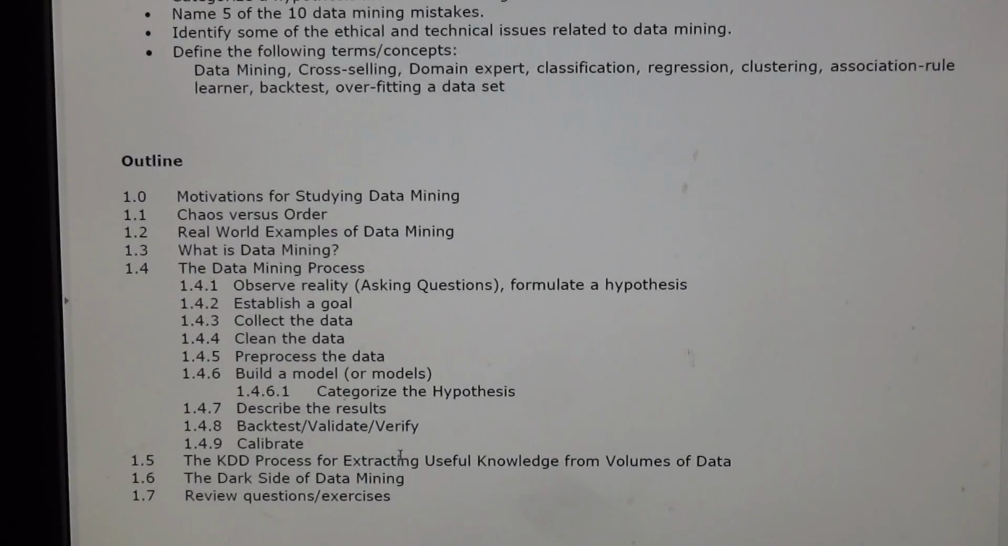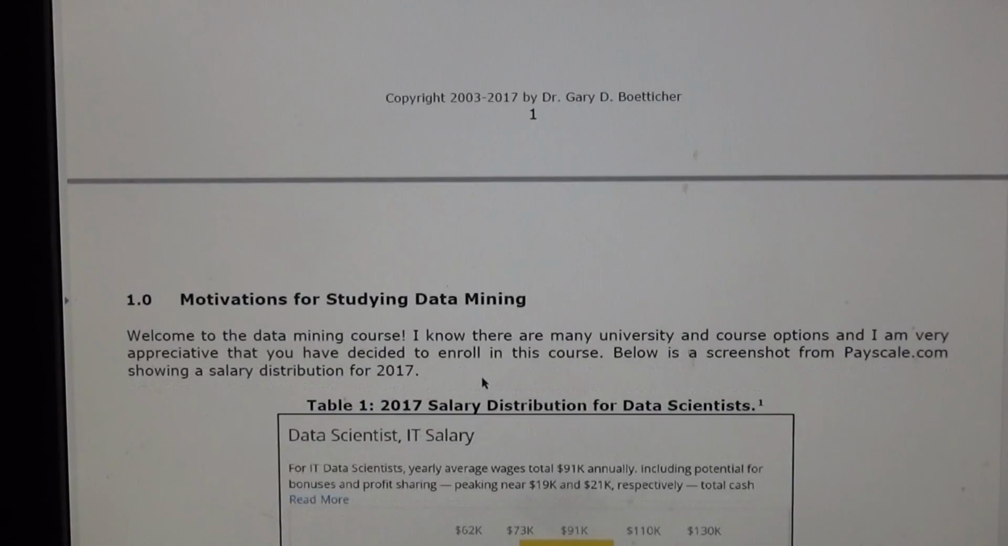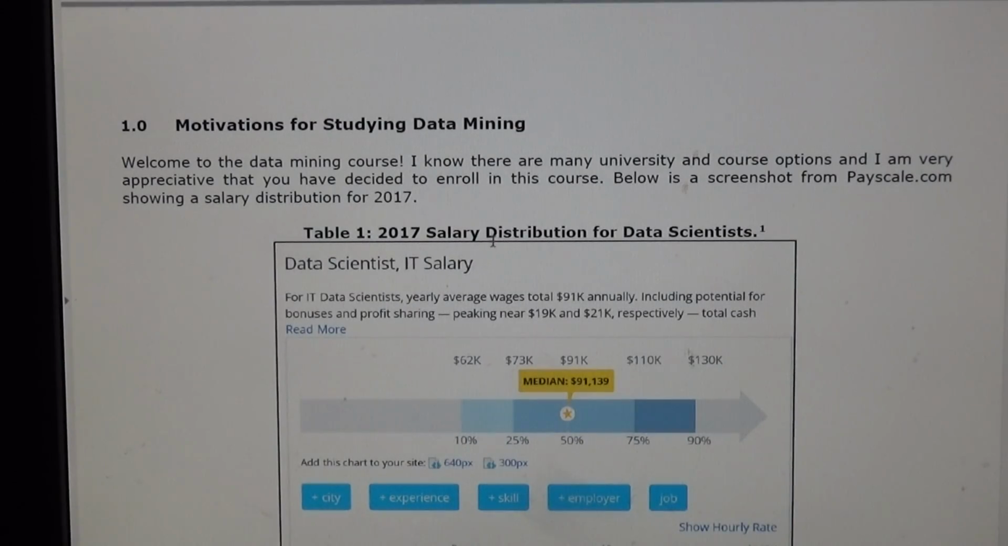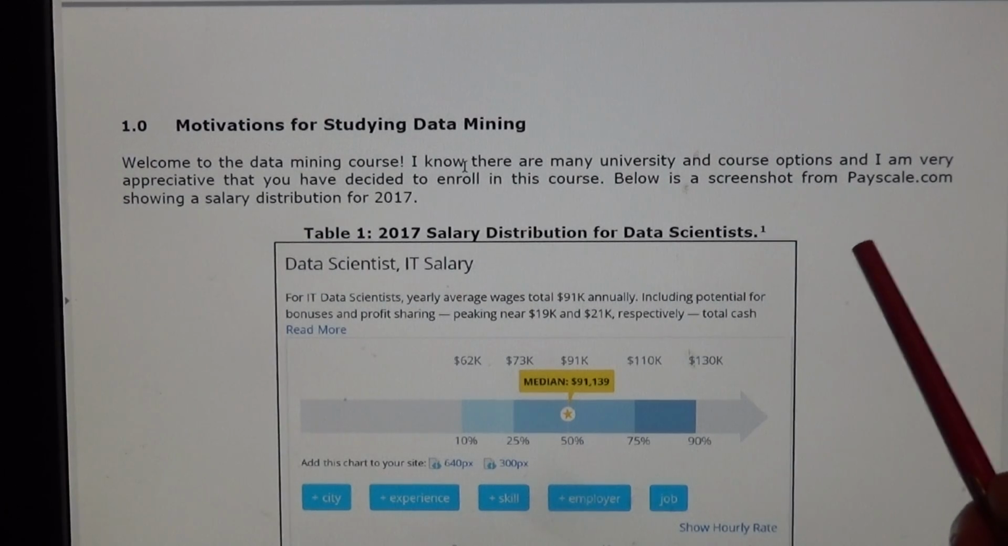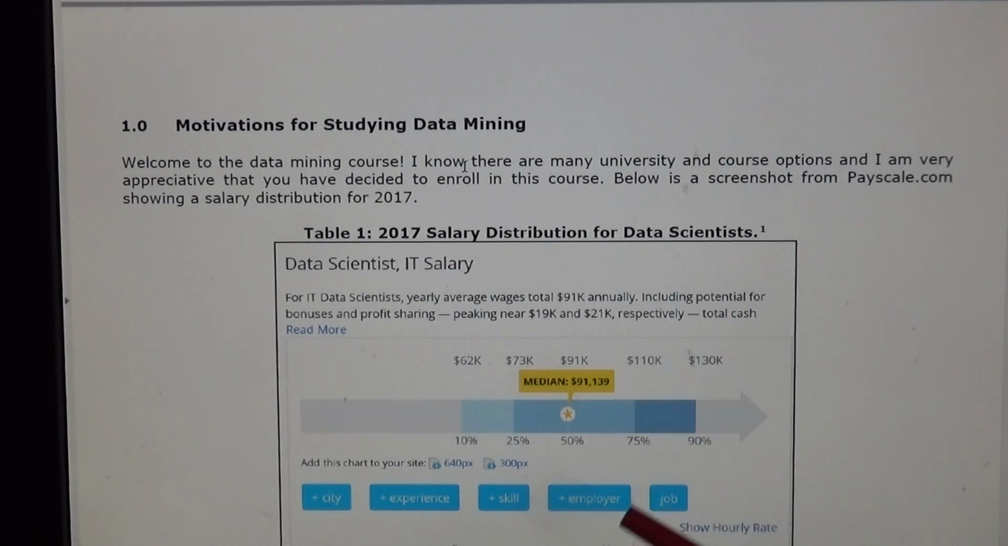Here's an outline of what we're going to be doing. Well, let's get right into it. Why study data mining? Now, I know for a fact there are many universities that you could attend and many course options, and I'm really appreciative that you decided to enroll in this course. So let me say some things that maybe get you motivated to work even harder in this class.